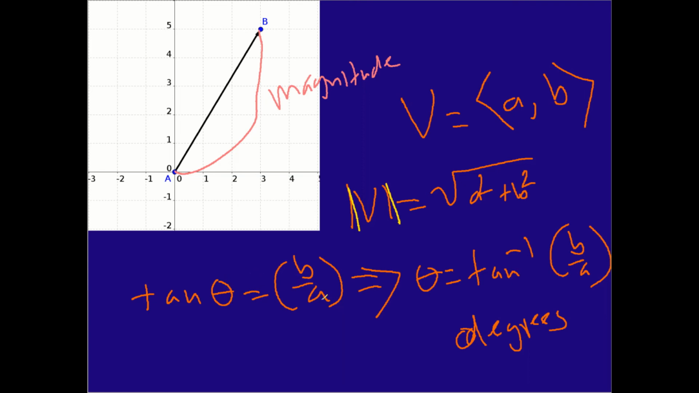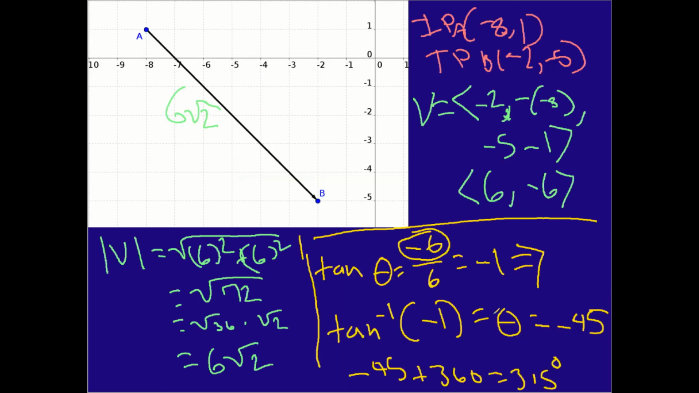Now, to find the actual direction involves using the tangent function. Tangent theta equals b over a, or you could say y over x. And then you have to find the arctangent, or the inverse function of the tangent, to get it in degrees. And so then we had our example here, where we had an initial point of negative 8, 1, and a terminal point of negative 2, negative 5. And in this part right here, we first converted it to standard position.